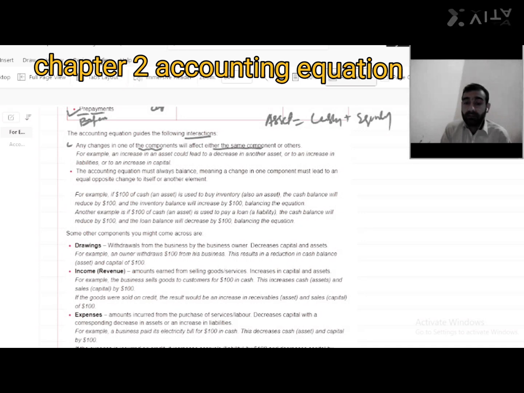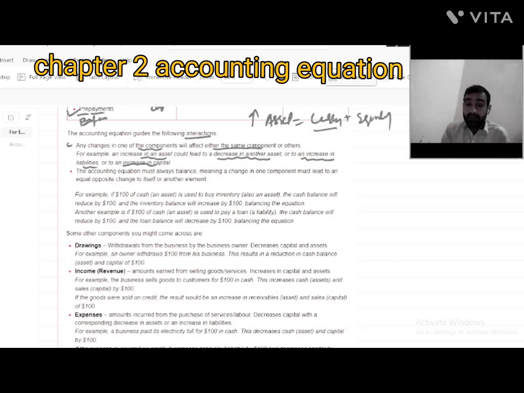An increase in an asset could lead to a decrease in another asset, or an increase in a liability, or an increase in the capital. So if you increase the asset, let's say, it could lead to a decrease in another asset. Let me show you here. If you have cash, fine.